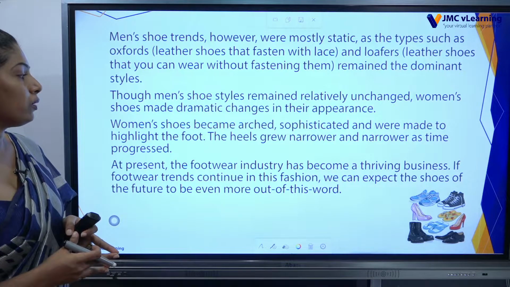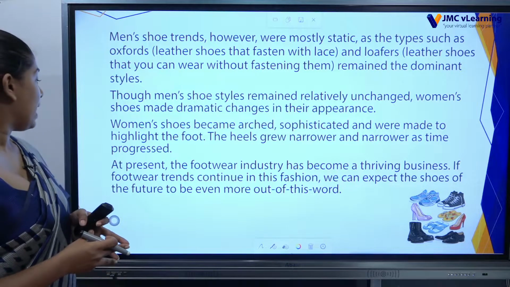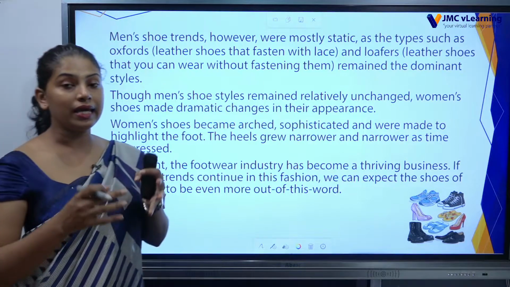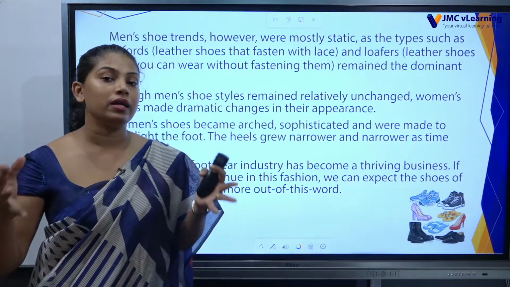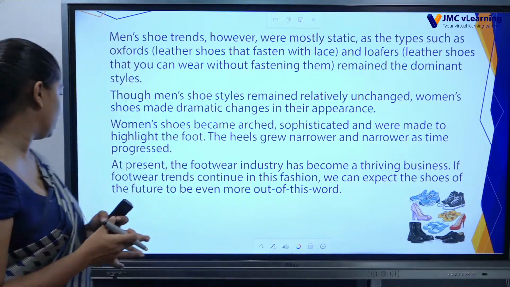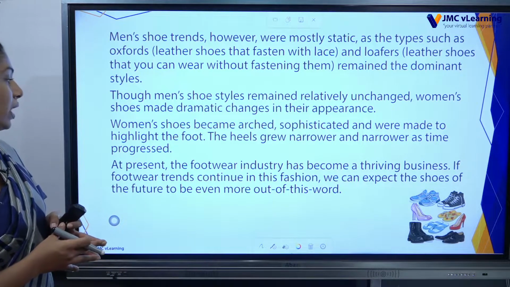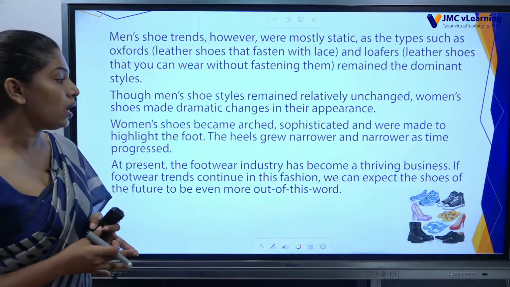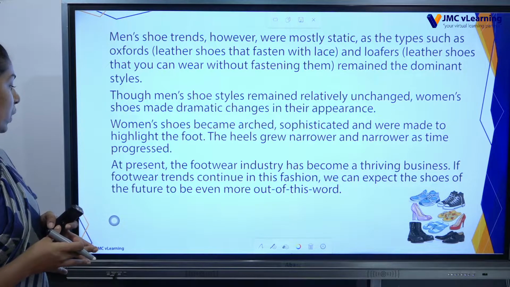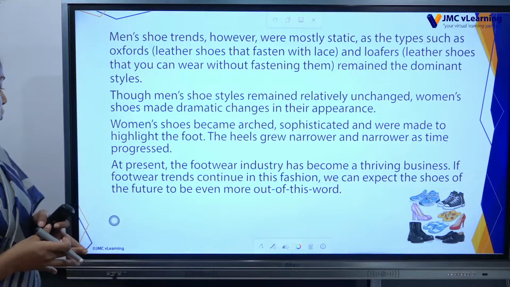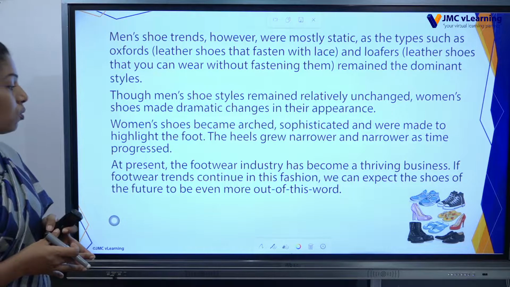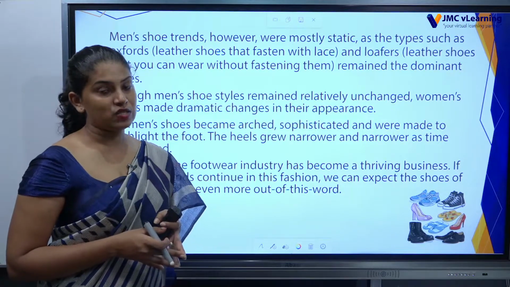The heels grew narrower and narrower as time progressed. Earlier it was just big and wide, but later on it became narrower and narrower. At present, the footwear industry has become a thriving business. If footwear trends continue in this fashion, we can expect the shoes of the future to be even more out of this world.